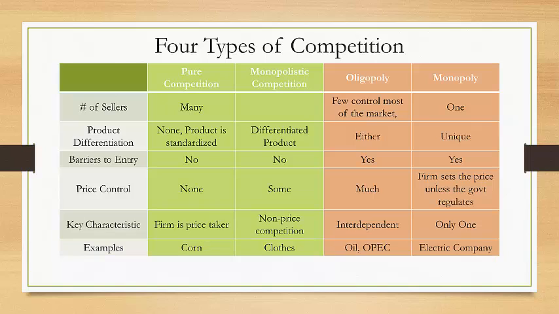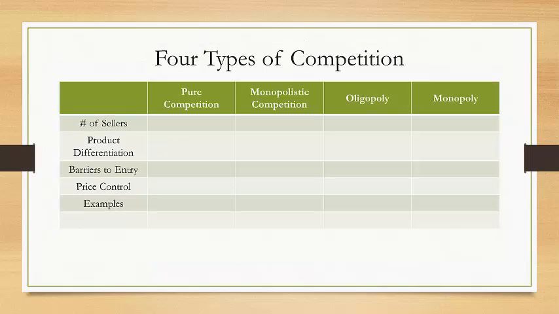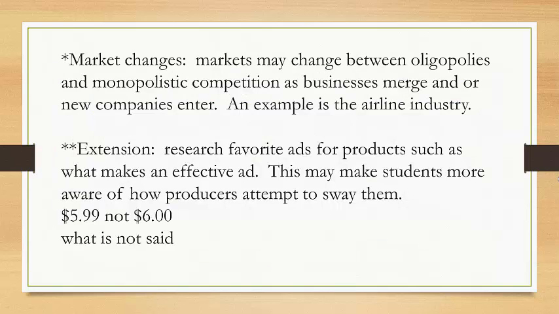Here's the chart again, and another blank chart. Realize that markets may change between oligopolies and monopolistic competition, for example, as new companies enter or horizontal mergers occur, such as Southwest Airlines merging with AirTran. Economists use numerical calculations to distinguish whether an industry is an oligopoly or a monopolistic competitor.